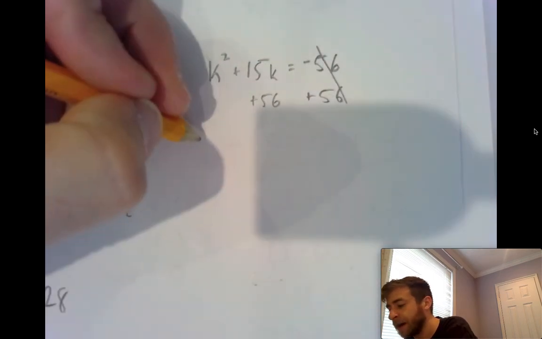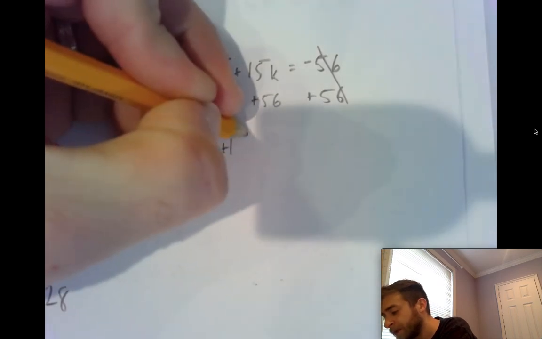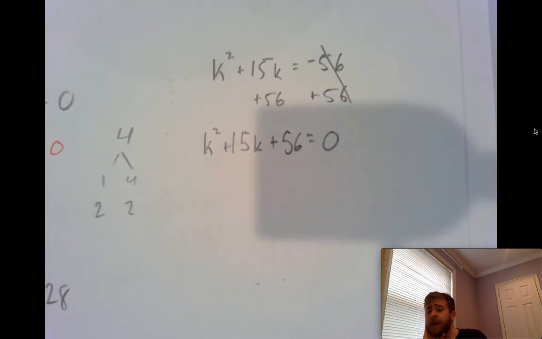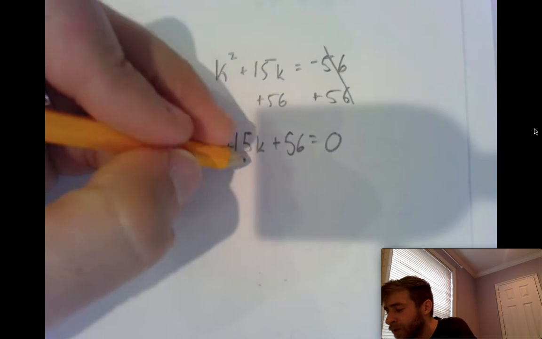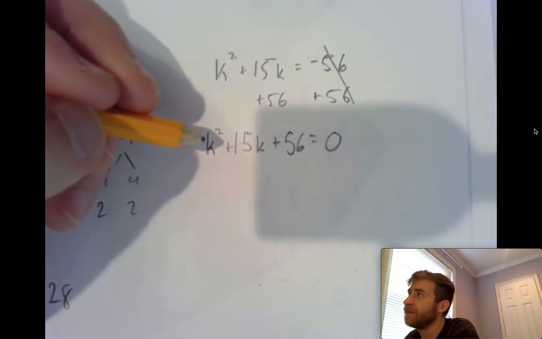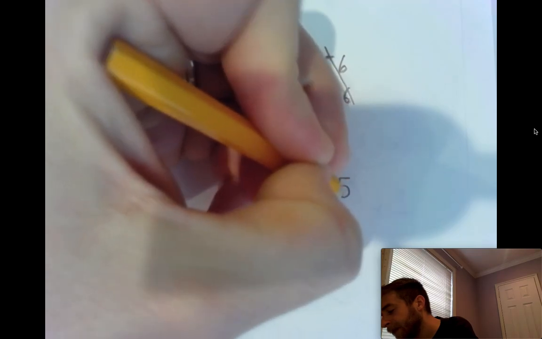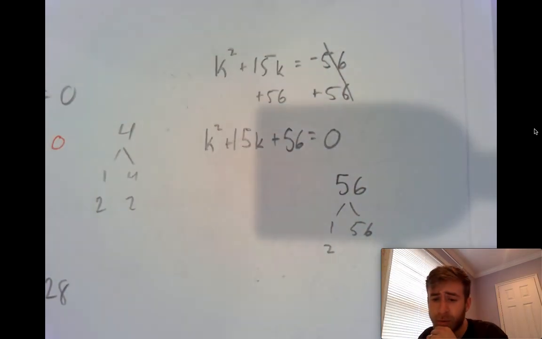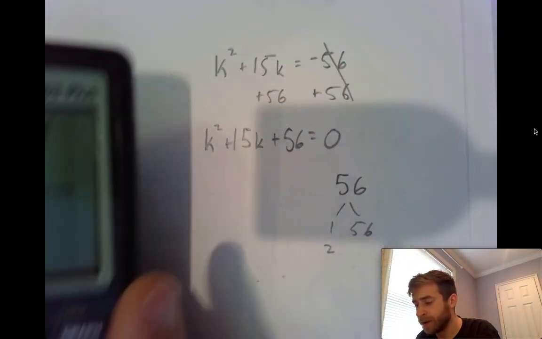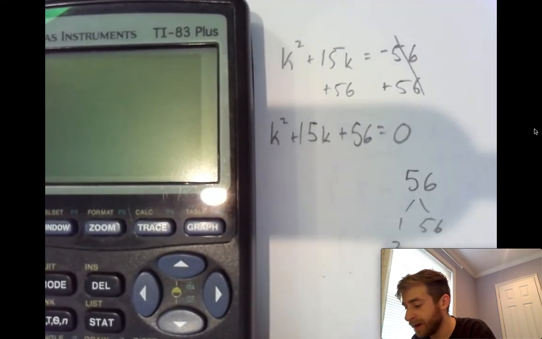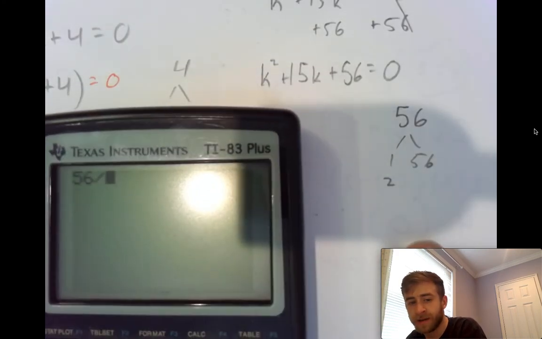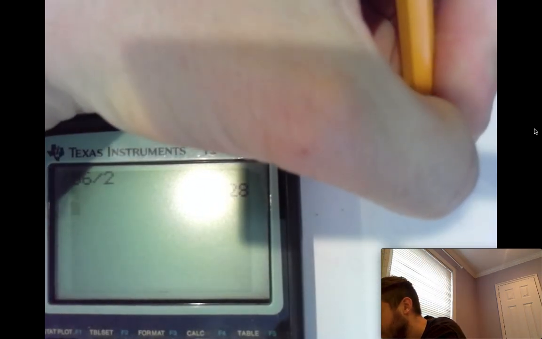That will cancel, and I'm left with k squared plus 15k plus 56 equals 0. And now we just got to do two numbers that multiply to 56 and add to 15. So 56 is going to be 1 and 56. I don't think so. It's going to be 2. And if you ever get to a big number like 56, you can't do it all in your head. That's okay. Just use a calculator, right? Yeah, I can do 56 divided by 2 to see if it works out. So 56 divided by 2, so it's 56 and 28. So I can say 28 here.